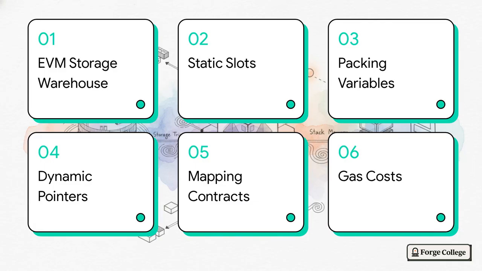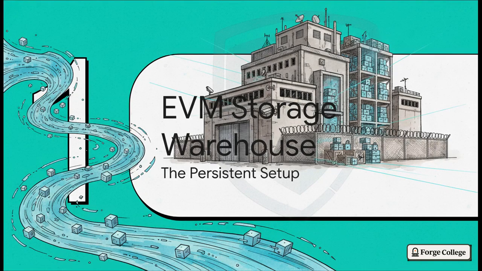We'll start with the EVM storage warehouse, then look at static slots as labeled crates. After that, we'll get into packing, or stuffing the crate, followed by dynamic pointers and hashing. Then we'll map out a real contract, and finally, wrap up with gas costs and next steps. All right, let's dive right into part one, the EVM storage warehouse.